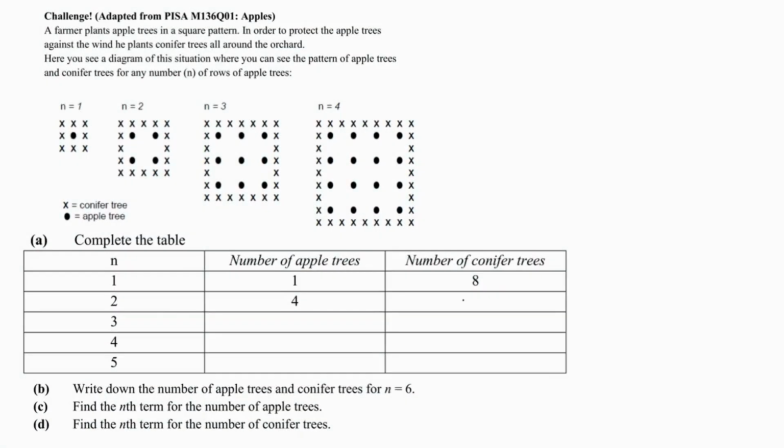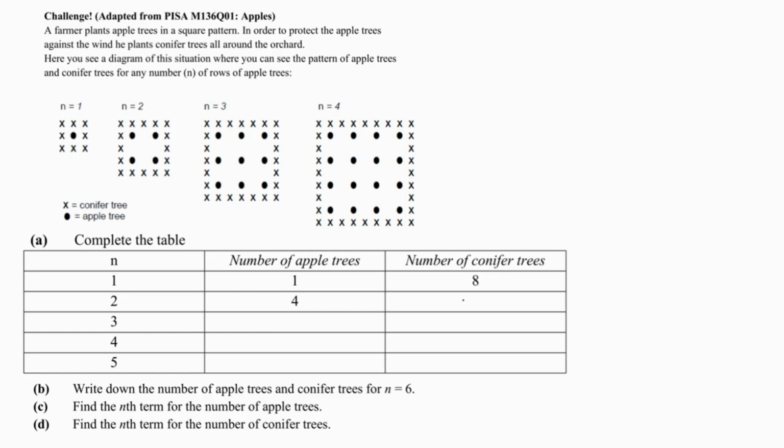Hello everyone, welcome to this problem where we are given that a farmer plants apple trees in this square pattern. And in order to protect the apple trees against the wind, he plants conifer trees all around the orchard. Here, you see a diagram of this situation where the apple tree is the dot and the conifer trees are the cross.